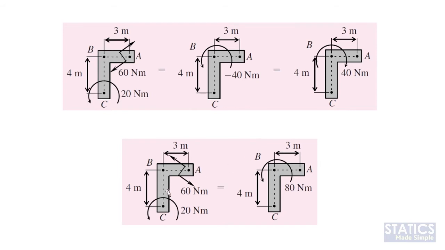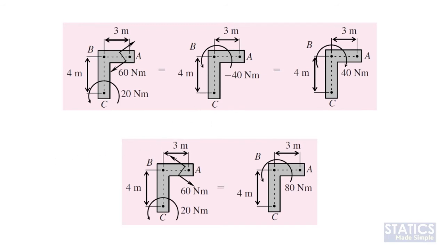All right. Same goes here. If we have 20 Newton meter counterclockwise and another 60 Newton meter counterclockwise, we add both of them, we will have 80 Newton meter counterclockwise. Again, if we add clockwise with clockwise, we will have an increase in magnitude, or if we add counterclockwise with counterclockwise, we have an increase in magnitude. But if we add clockwise with counterclockwise or counterclockwise with clockwise, we will have a decrease in magnitude. So we have to consider the direction of the free couple when we do the addition.